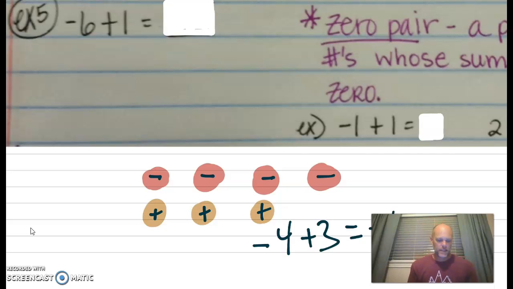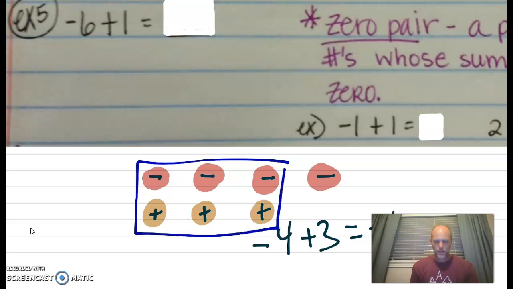Okay? These are called zero pairs, which we'll write probably again this week. This right here is a zero pair. I wonder why. Because this is negative 3. And that's positive 3. And they just cancel each other out. Okay?